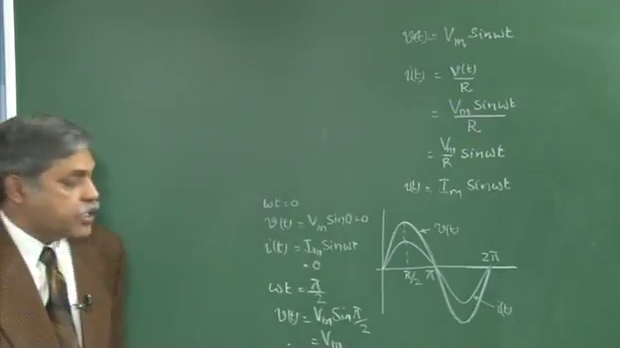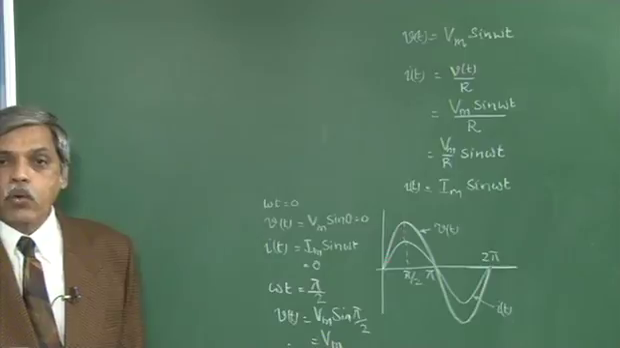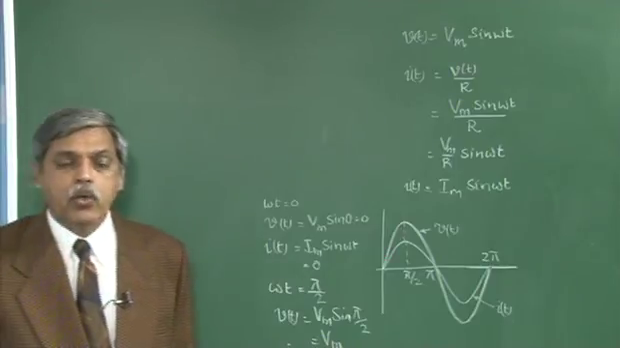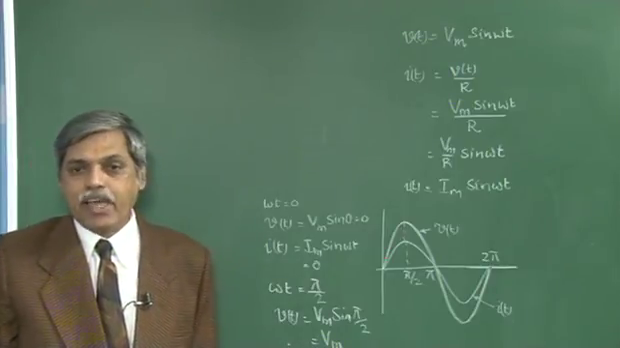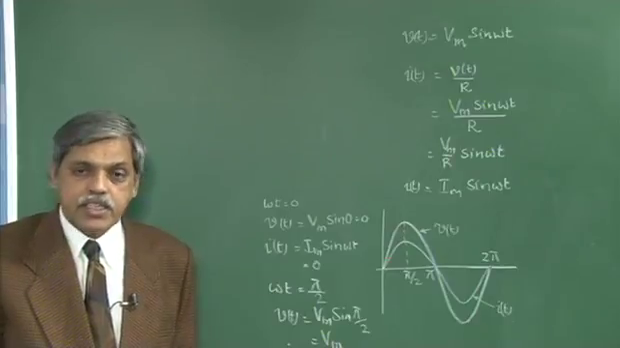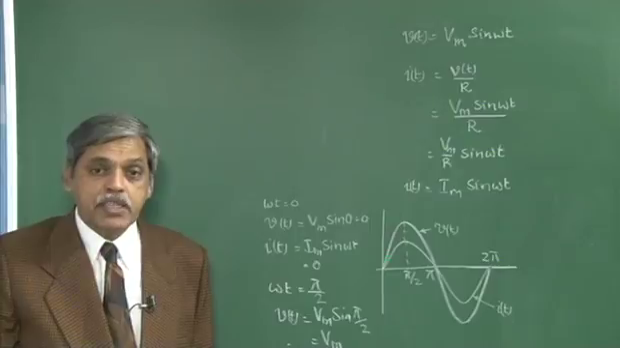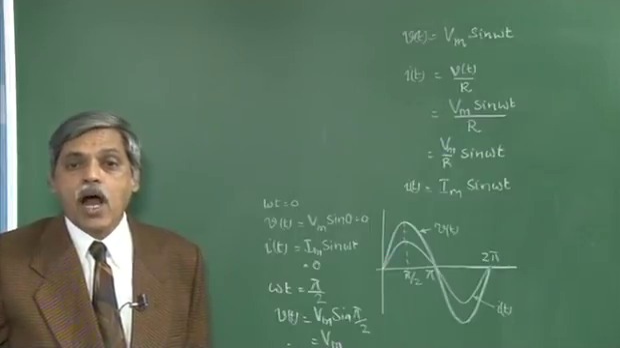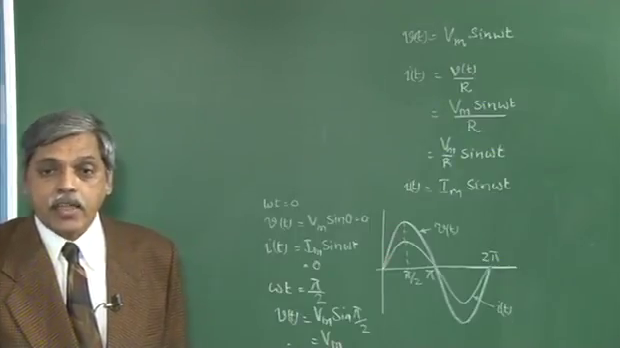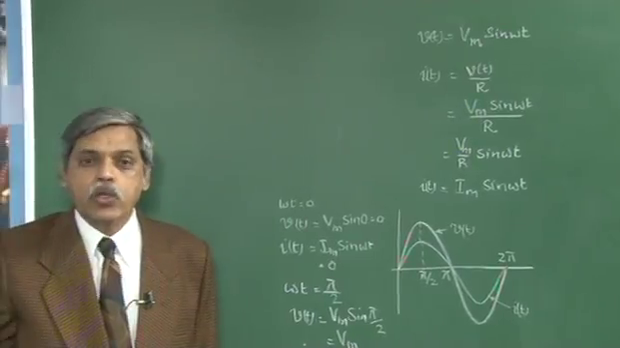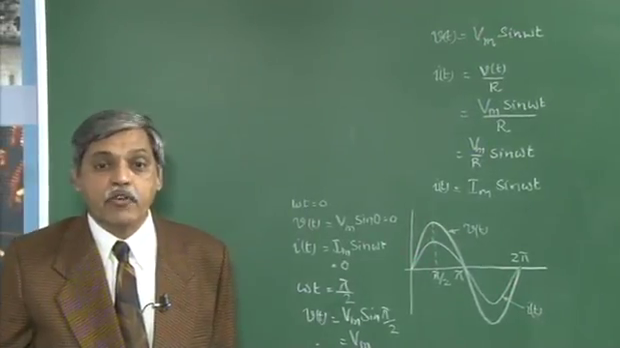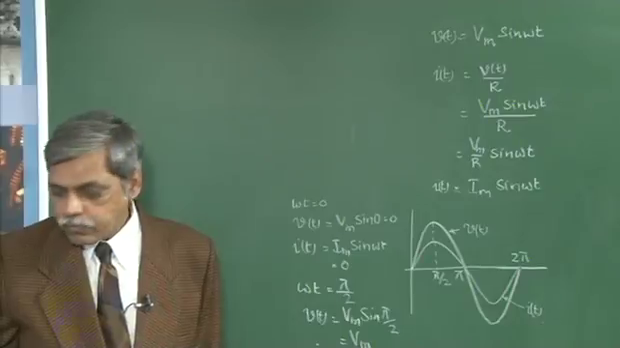So, from this relationship we can say that when the voltage reaches a maximum value, the current also reaches the maximum value. When the voltage reaches a 0 value, the current also becomes a 0 value. So, this means that the two waveforms are in phase, or you can say the current in a resistor follows the voltage with a phase angle difference of 0 degrees.